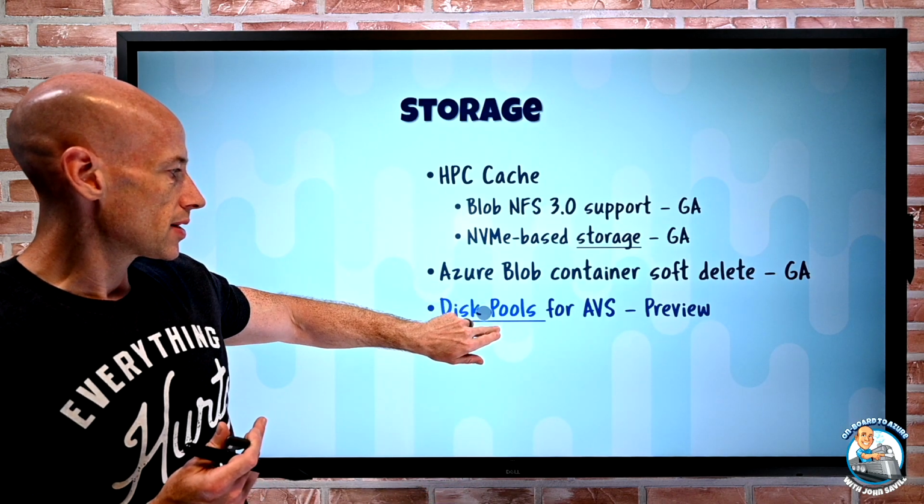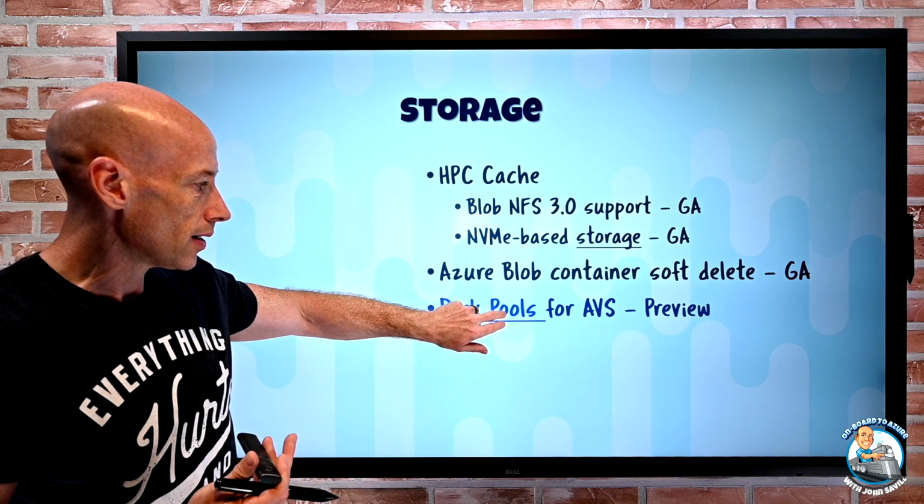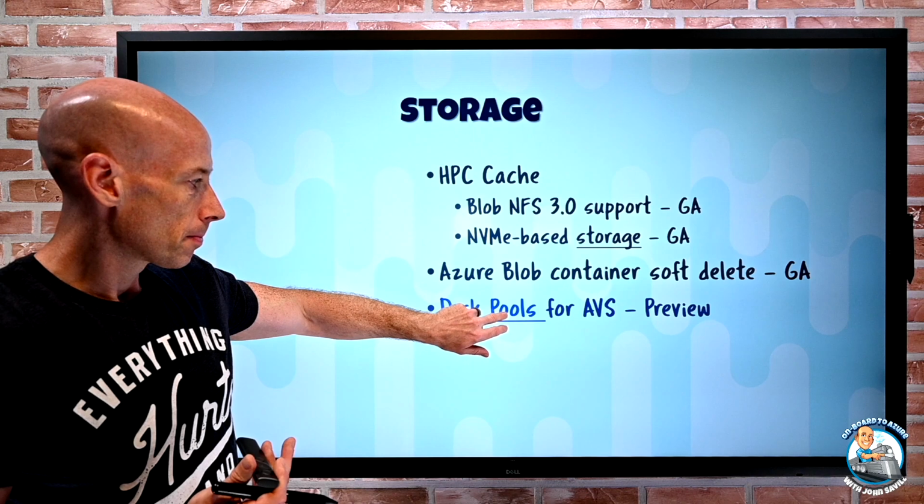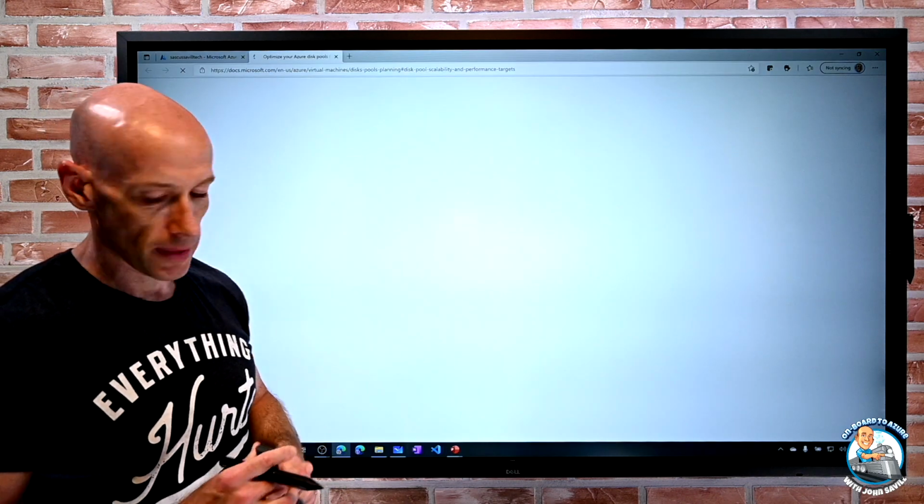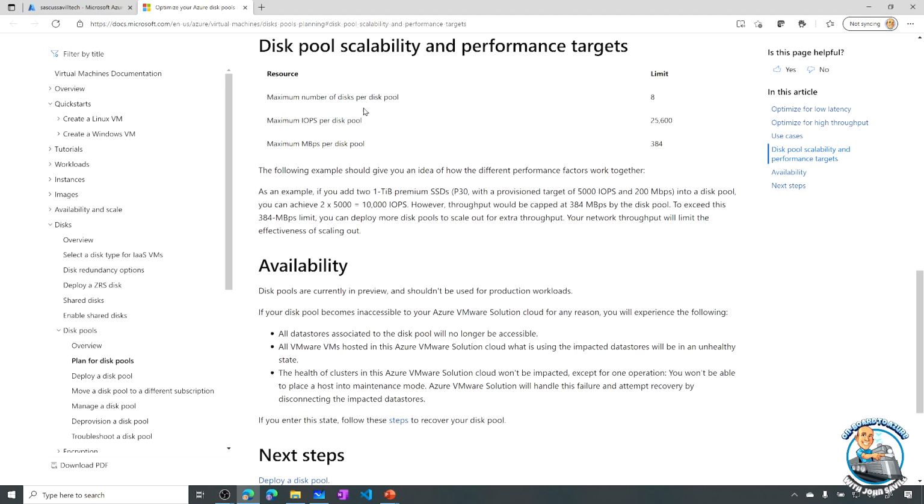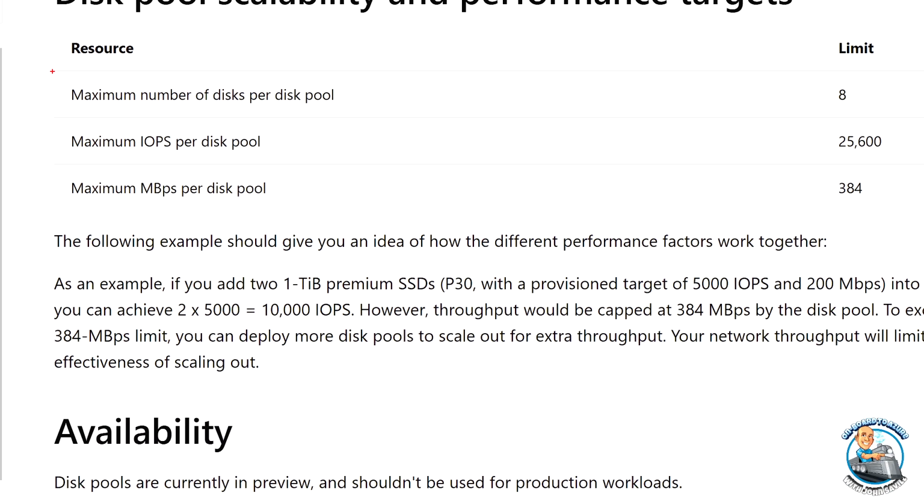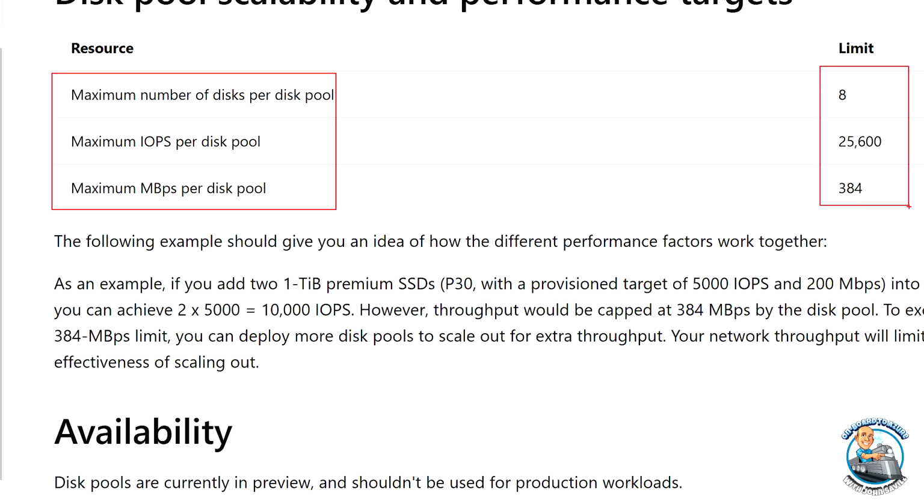And if we look at the documentation, obviously this is preview right now. Try that again. Come on, open up. No, it's being stubborn. There we go. Takes its time. So if we actually go and look at the documentation, we can see the maximum number of disks we have in a disk pool, the maximum IOPS, and the maximum megabytes per second of the disk pool. So we can get some pretty nice numbers through this.